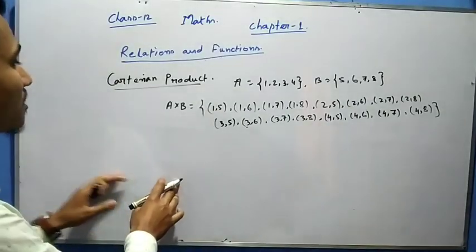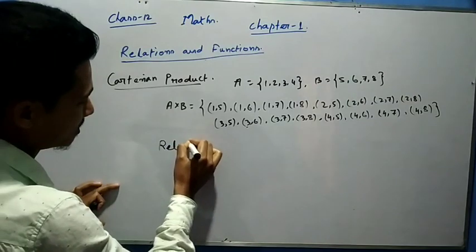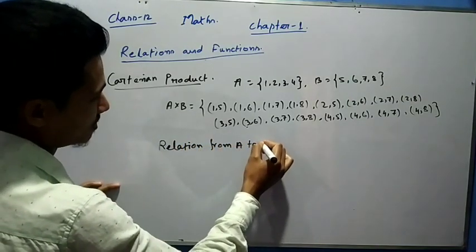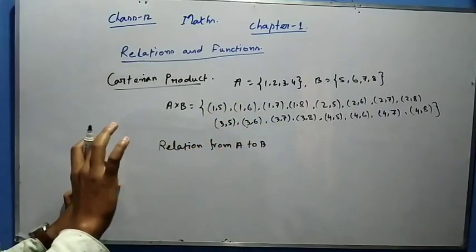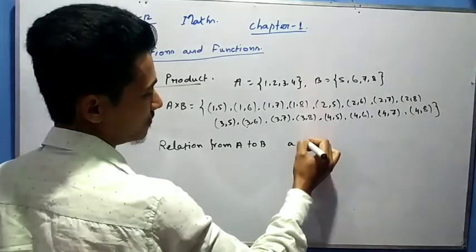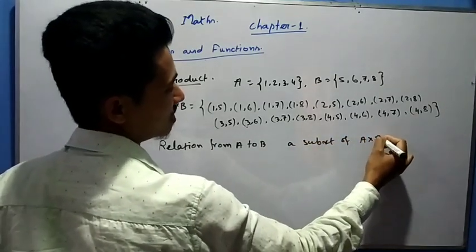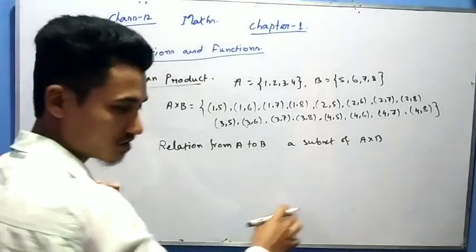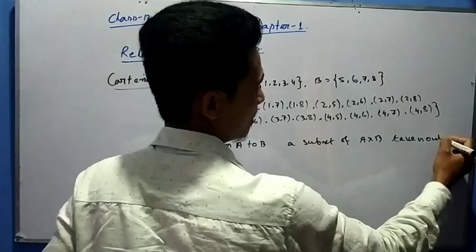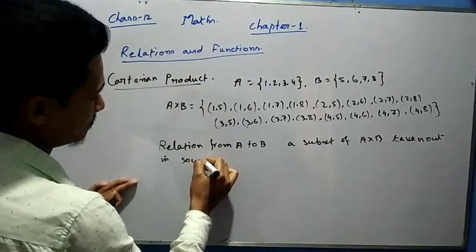Now, relation from A to B. So we have understood what we mean by Cartesian product. So a relation from A to B is nothing but a subset of this Cartesian product A cross B, taken out in some manner.